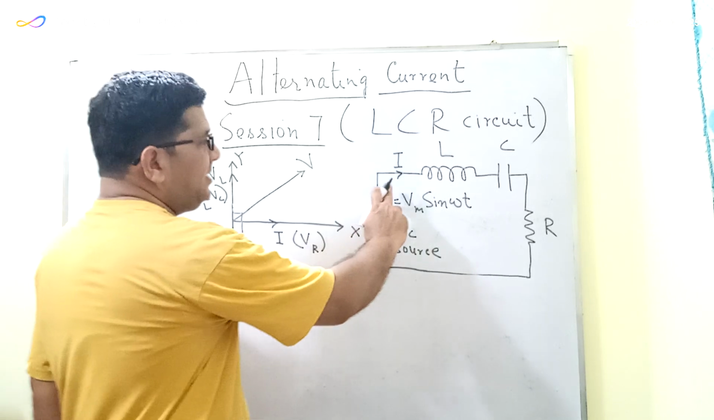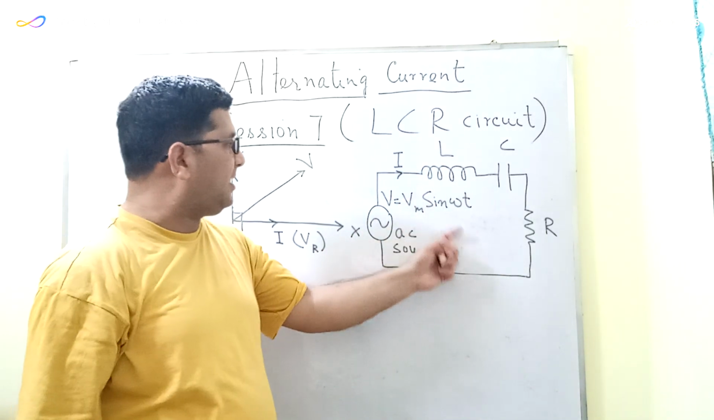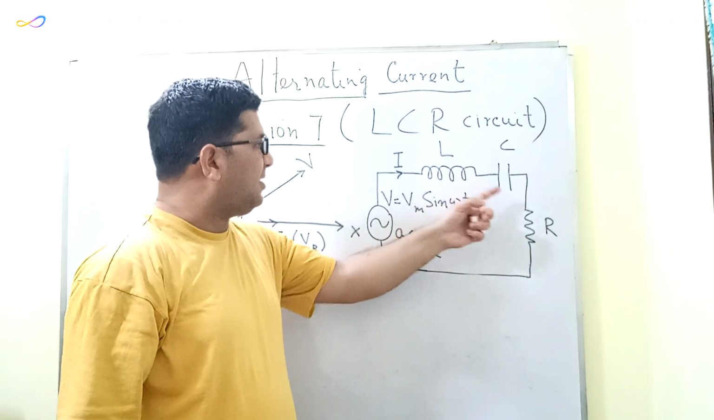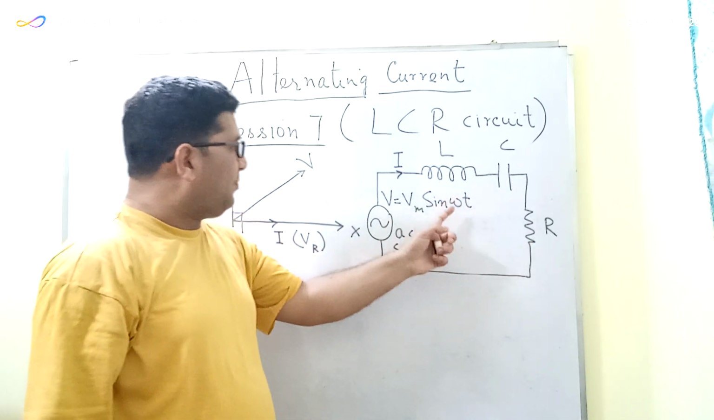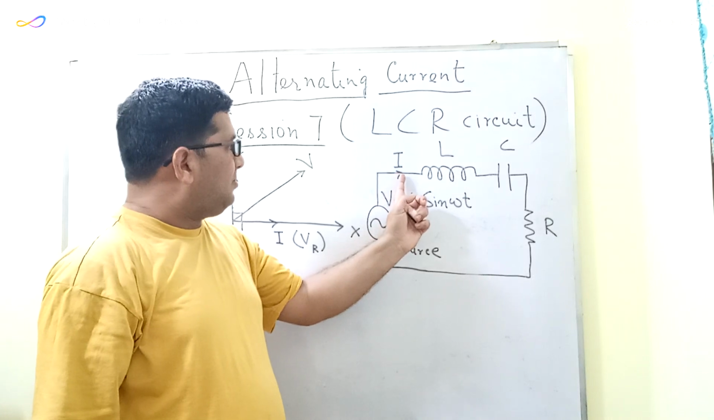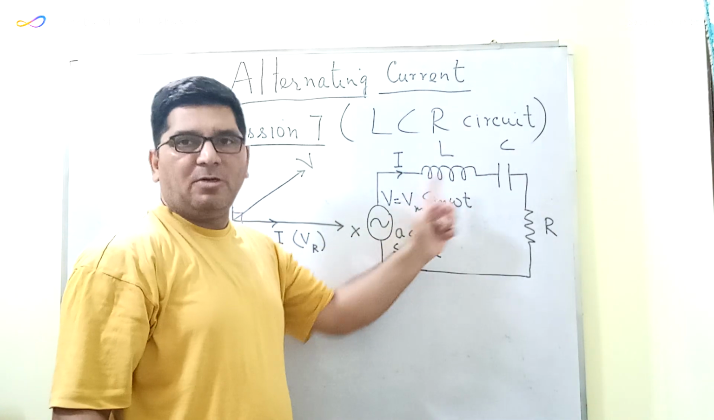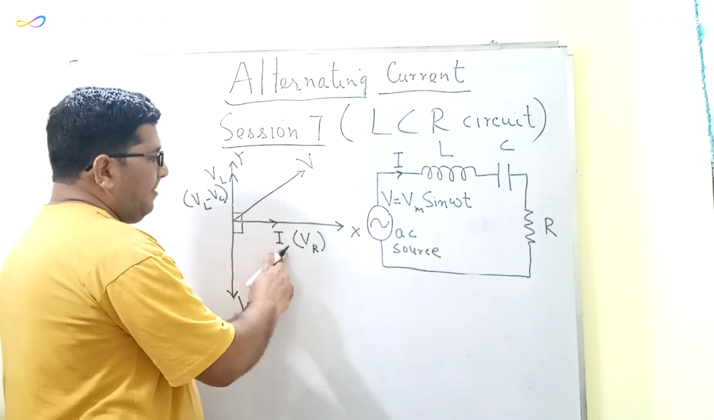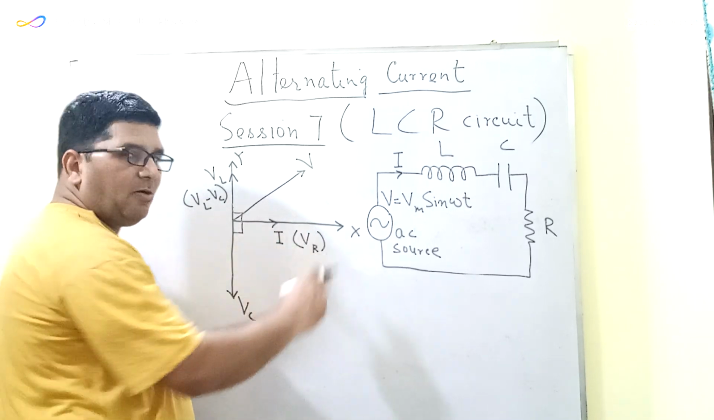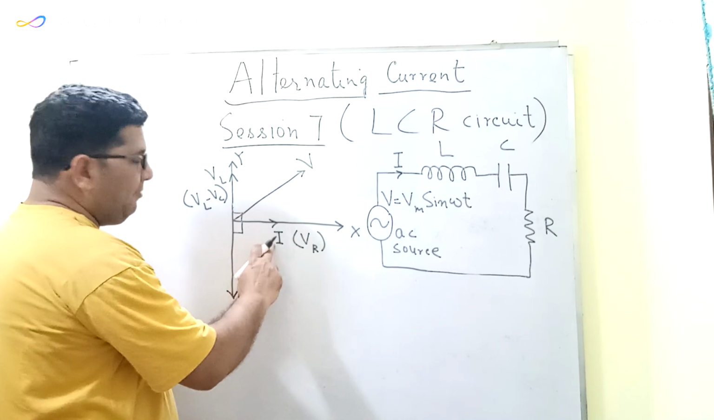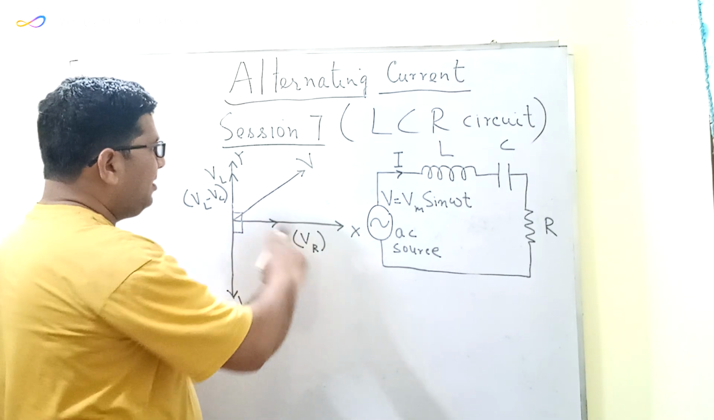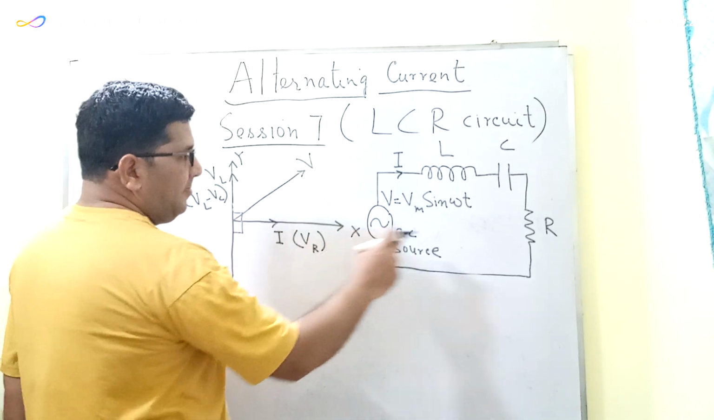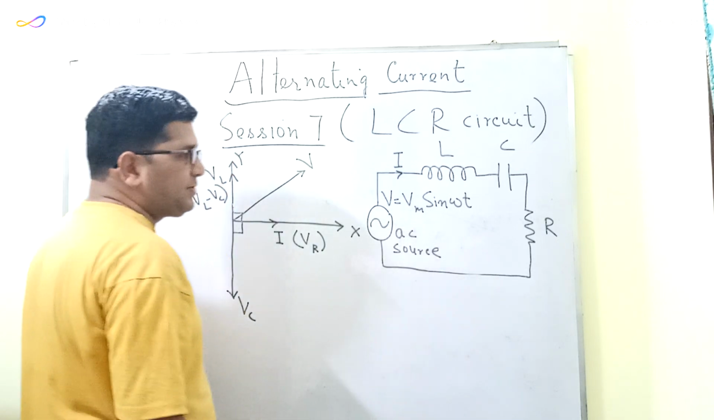You can see in this diagram that the current I is the same in all these three components, that is the inductor, capacitor, and the resistor. Because the same current is flowing in all these three components, I will represent this I on the phasor diagram along the x-axis. I will be the reference phasor in this phasor diagram, and let us first take the case of the resistor.